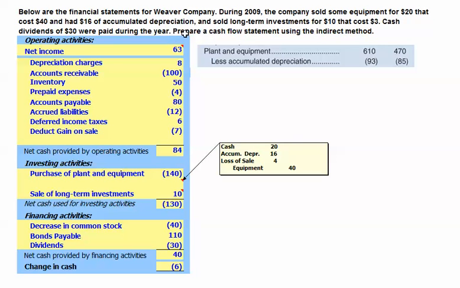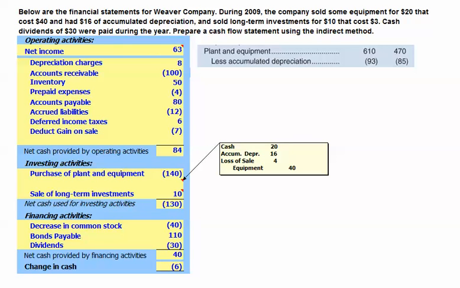Let's go ahead and take a look at the sale of our equipment. We were told that we sold some equipment for $20 that had cost $40 and had 16 of accumulated depreciation. Here would have been our journal entry. We received $20 in cash. We took $40 of equipment off our balance sheet, and we took the accumulated depreciation off our balance sheet, and we recorded a loss.